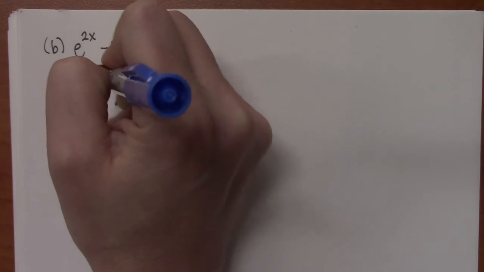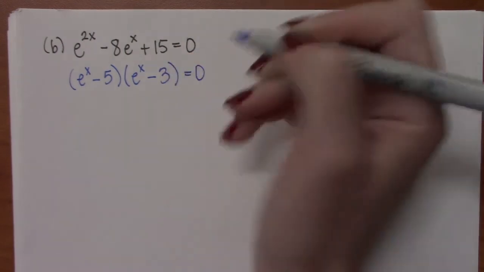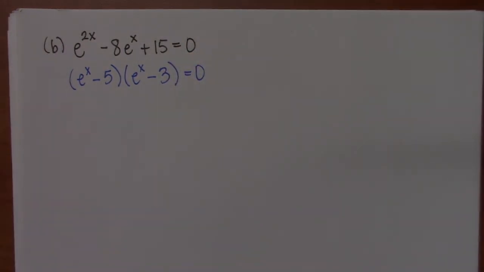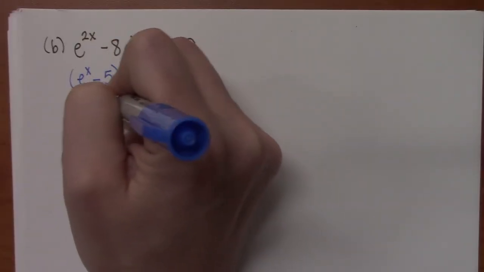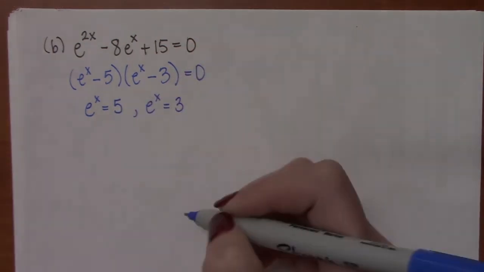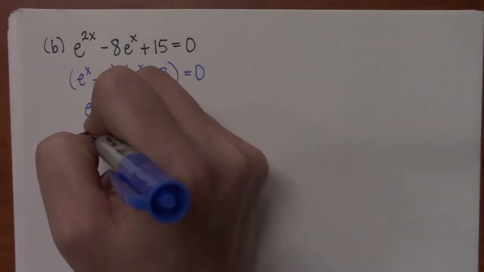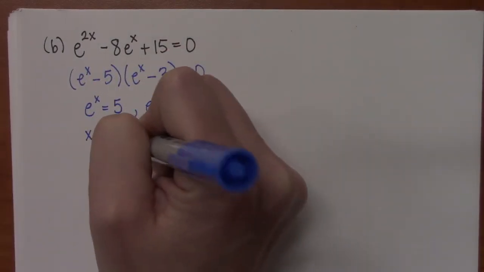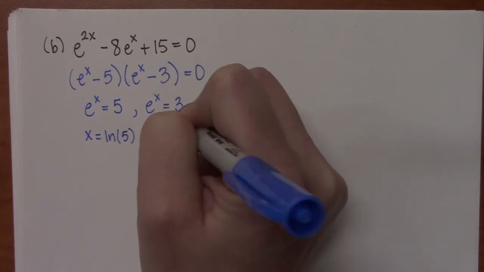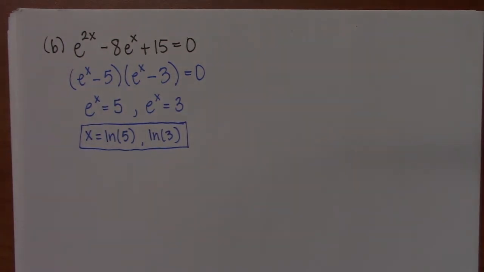e to the x minus 5 times e to the x minus 3. So then if I set each piece equal to 0, I'm going to get e to the x equals positive 5 or positive 3, which is perfectly fine. And so then taking the natural log of both sides gives me that natural log of 5 or natural log of 3 is our solution. So we actually got 2 solutions out of this.